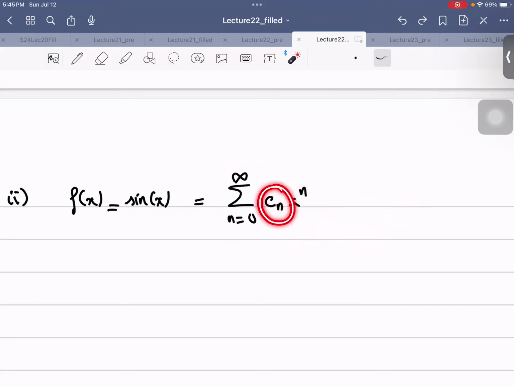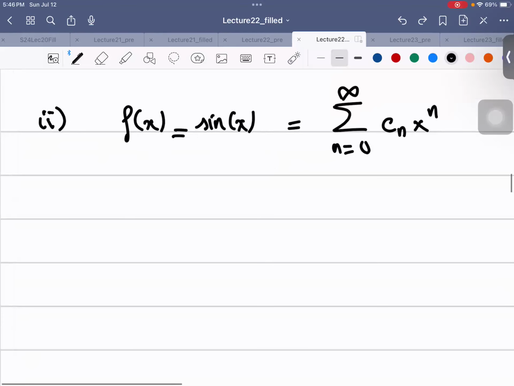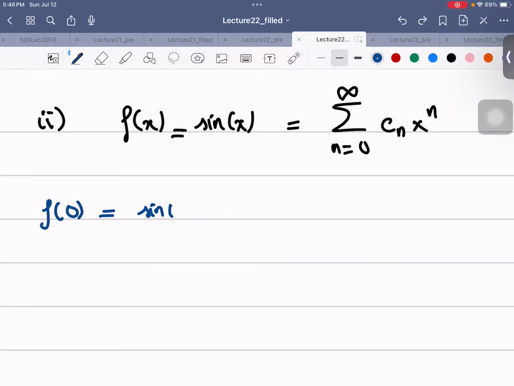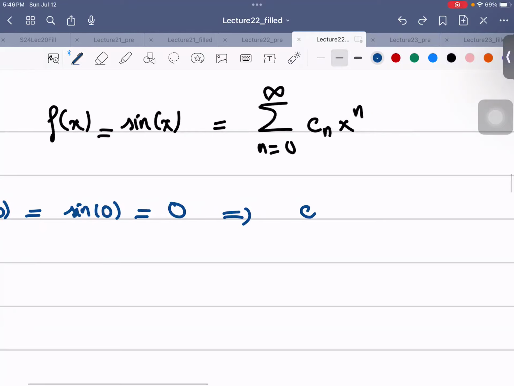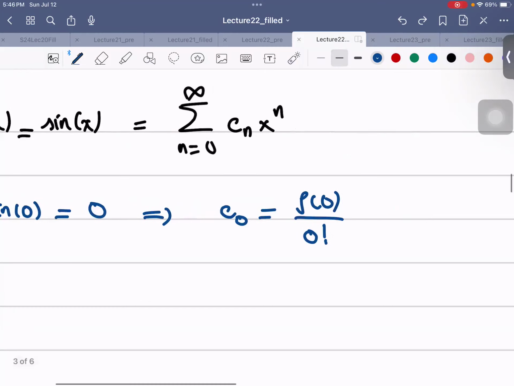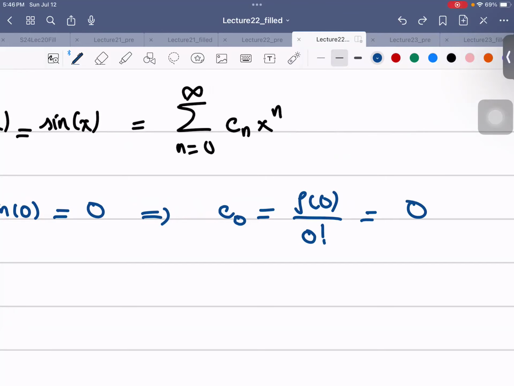And again, remember that if you want to obtain the power series, you should know the coefficient Cn. For the coefficient Cn, you have f of 0, and f of 0 is psi of 0, so you have 0. From here, C0 will be f of 0 divided by 0 factorial, so you have 0.